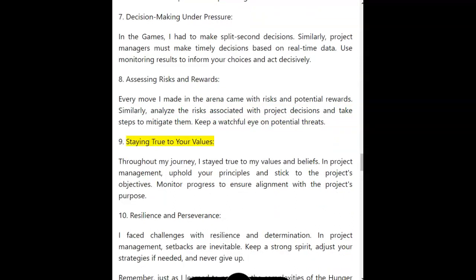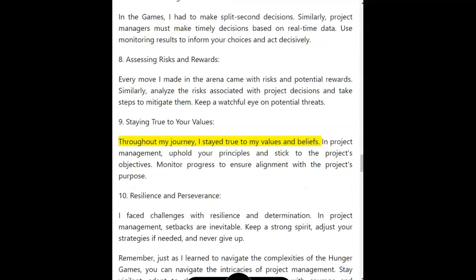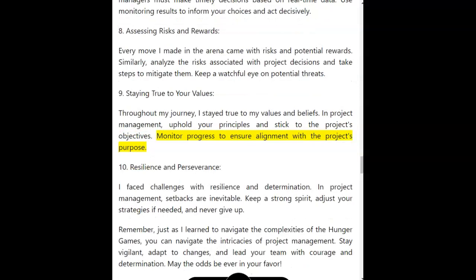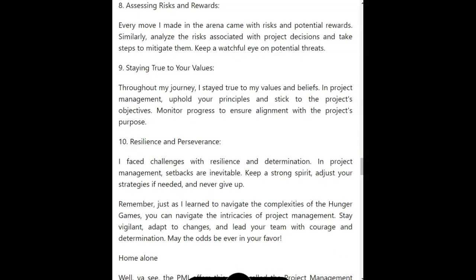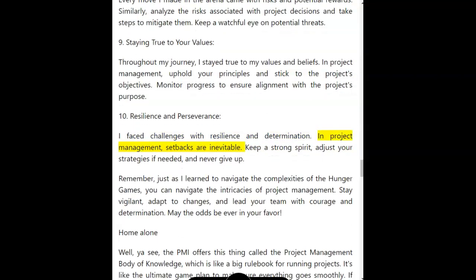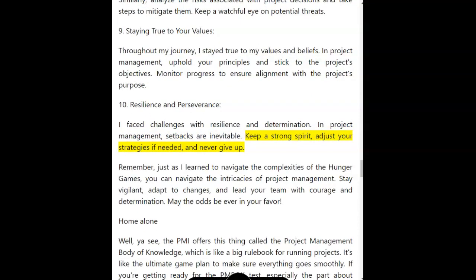9. Staying true to your values. Throughout my journey, I stayed true to my values and beliefs. In project management, uphold your principles and stick to the project's objectives. Monitor progress to ensure alignment with the project's purpose. 10. Resilience and perseverance. I faced challenges with resilience and determination. In project management, setbacks are inevitable. Keep a strong spirit, adjust your strategies if needed, and never give up.